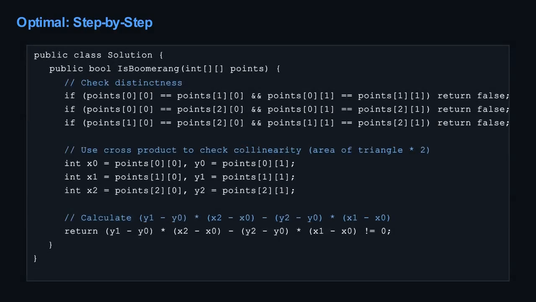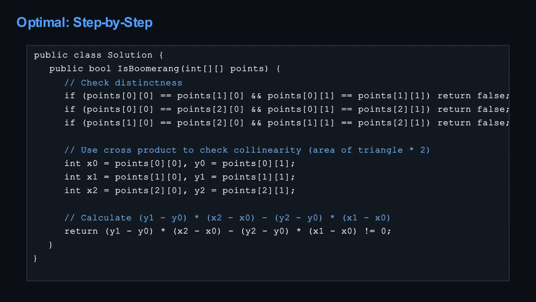Let's trace this with points (1, 1), (2, 3), and (3, 2). First, we verify they are distinct, which they are. Next, we extract the coordinates. x0 is 1, y0 is 1, x1 is 2, y1 is 3, x2 is 3, y2 is 2. We calculate the vector components.